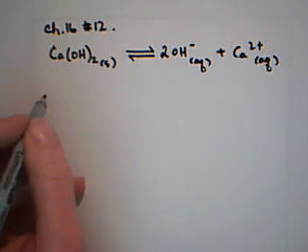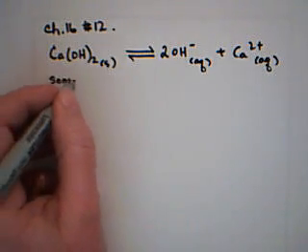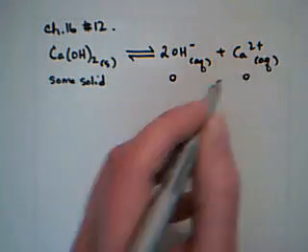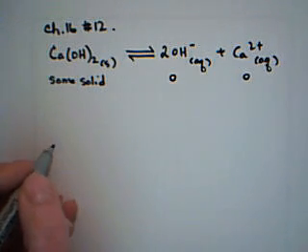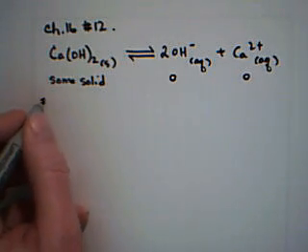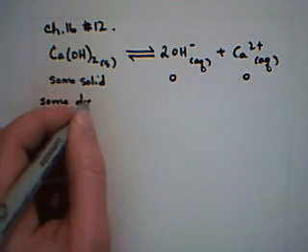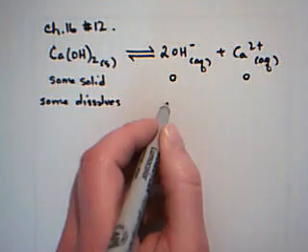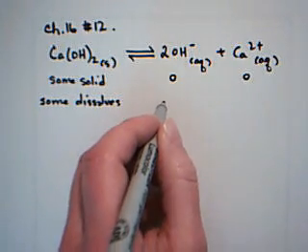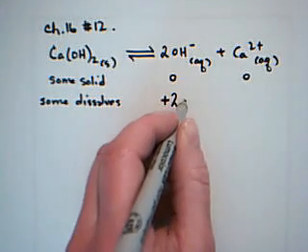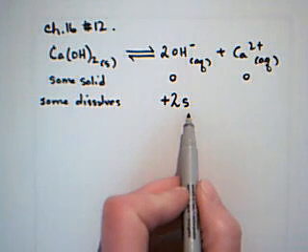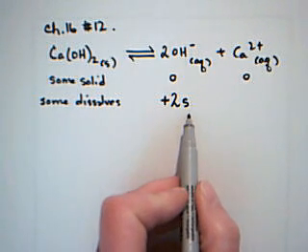So in the beginning I have some solid, and I don't have any ions that have dissolved and dissociated yet. So some dissolves. We don't have to write this each time, but this is an instructional video. Some dissolves, and that means that I get a corresponding change over here of plus 2s. Now that which dissolves is soluble, and that stoichiometric amount I'm writing as s moles per liter instead of x.